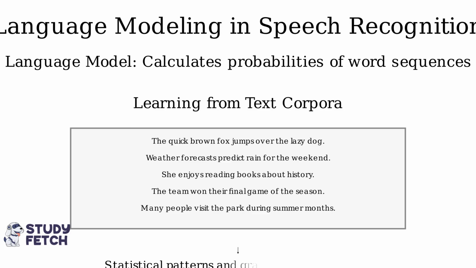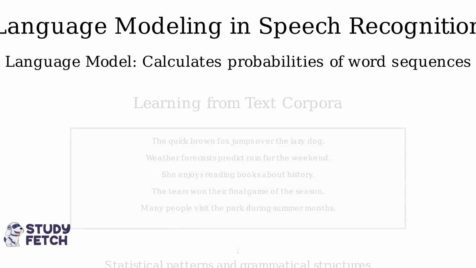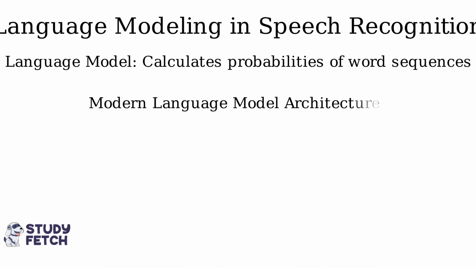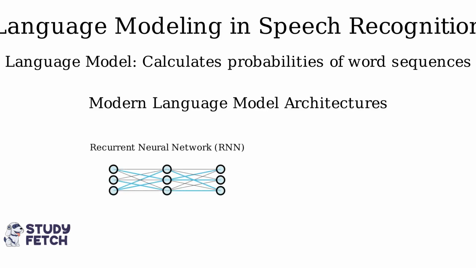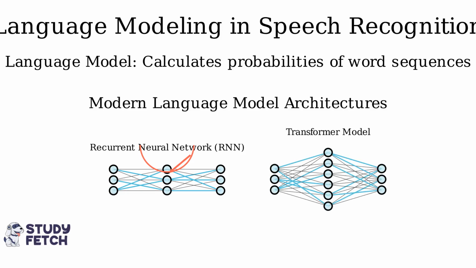By analyzing millions of text examples, the model learns which word sequences are common and grammatically correct. Modern language models use neural networks to capture patterns in language. Recurrent neural networks, or RNNs, maintain a memory of previous words through feedback connections. Transformer models use attention mechanisms to capture long-range dependencies between words, significantly improving recognition accuracy.